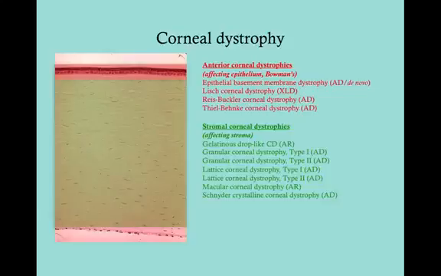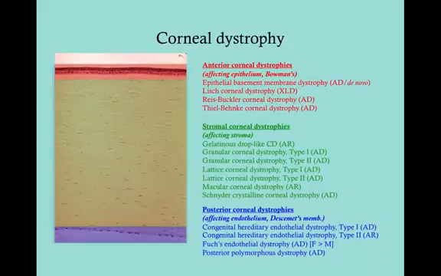When it comes down to the stroma, there are several different types. Most, all but two, are autosomal dominant. Gelatinous drop-like corneal dystrophy. There's the two granular corneal dystrophies, type 1 and 2. The two lattice corneal dystrophies, type 1 and 2. Macular corneal dystrophy, which is autosomal recessive. And Schnyder crystalline corneal dystrophy, which is autosomal dominant. Like I said, you don't need to memorize these.